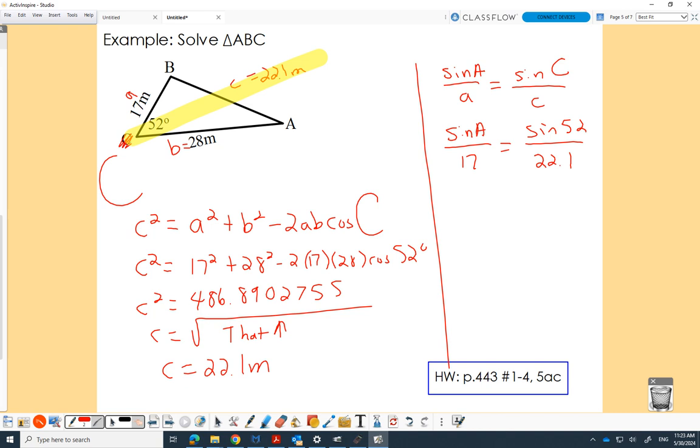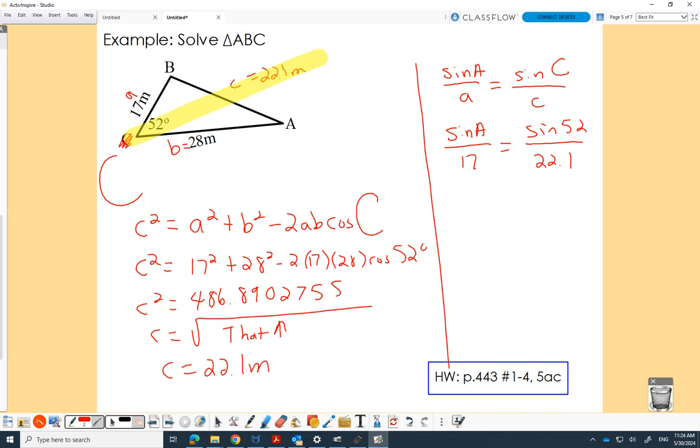Now, I don't want to mess you up. If you're a cross-multiply person, I think you should stay there if you're happy. I want you to notice, though, that I don't really need cross-multiply here. If you do what the note said yesterday, and you put the unknown in the top, you don't have to do the full cross-multiply. You've already got sine A there. You just got to take this sine 52 over 22.1 and multiply by 17.